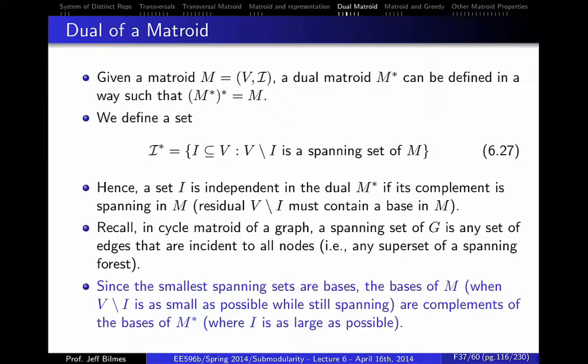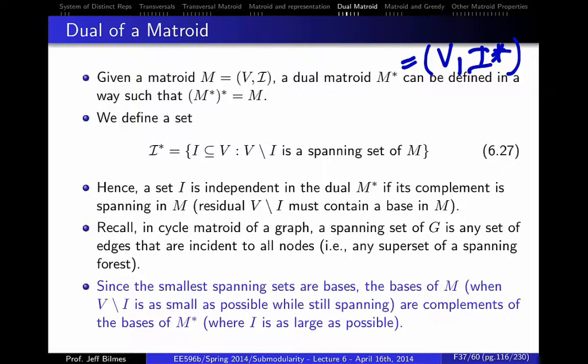Yeah. The ground set is the same for both M and M star, right? Yes, the ground set is the same. And if we say that script I is the set of all independent subsets in M, that means the complement of I will be the set which contains non-independent sets, right? If I is the set of all independent subsets, then the complement of I will contain elements which are no longer independent.